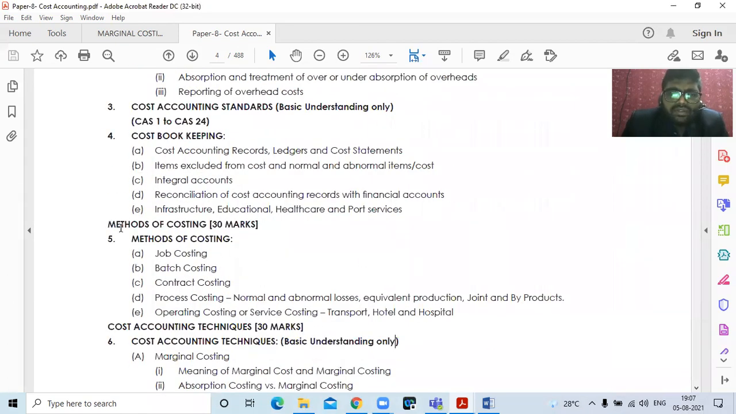Then your second is your method of costing. Okay, in your method of costing you have all the chapters of costing. Acha, what do you understand by the term called costing? First of all, that is also important. So costing is your technique. Costing is your technique to ascertain the cost of the product. It means ascertain the cost of the product or cost of any activity.